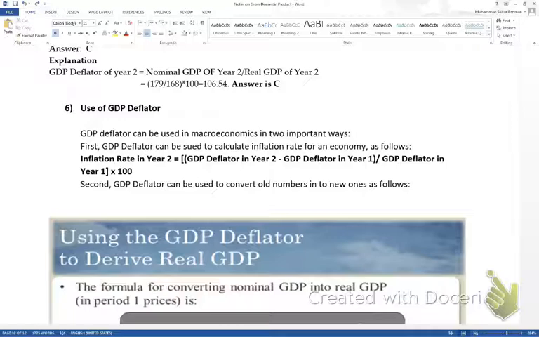So the way we calculate the inflation rate, which is a very popular measurement of price, is this: let's say we have GDP for 2 years, year 1 and year 2, and I want to think about how much prices have gone up in year 2 compared to year 1. So I take the GDP deflator of year 2, subtract the GDP deflator of year 1, divide this expression by the GDP deflator of year 1, and multiply that by 100. So I can use this methodology to calculate the inflation rate, and that's very useful.